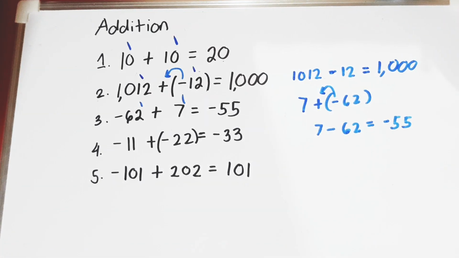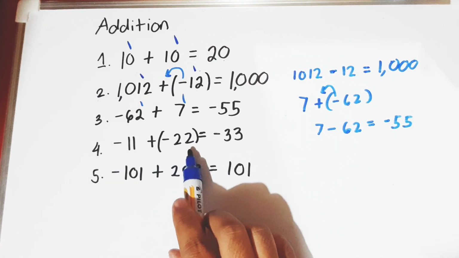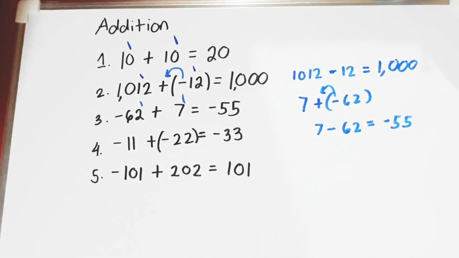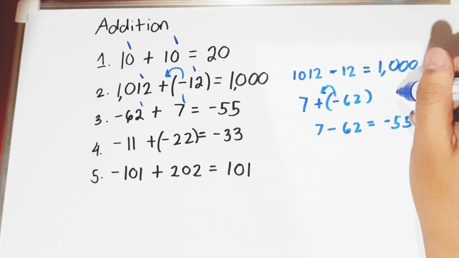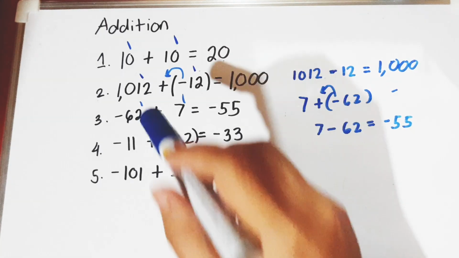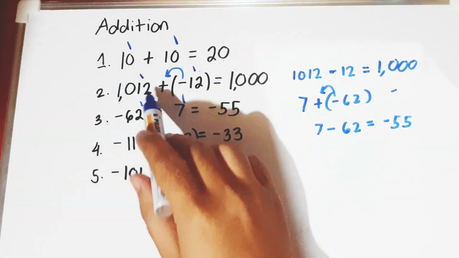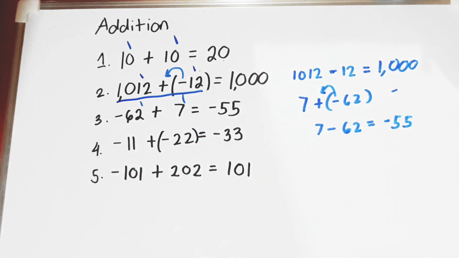So in case number 4, as we can see, negative 11 plus negative 22 is equal to negative 33. In this case, this is a special case because both of them are negative. So we cannot try the previous approach, since that is only applicable for a positive and a negative, like the earlier ones. But this one is a special case since both of them are negative.